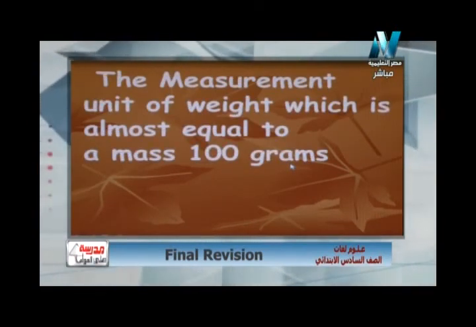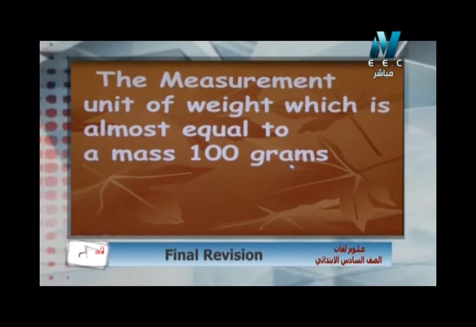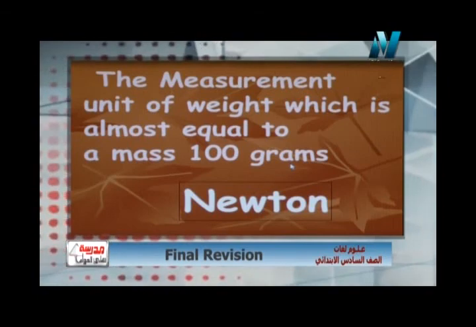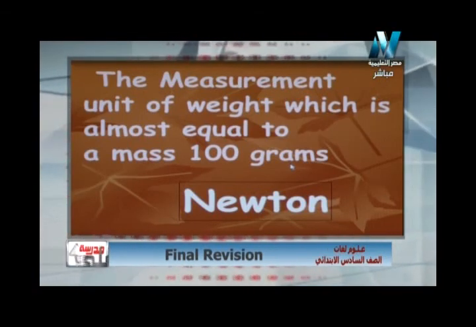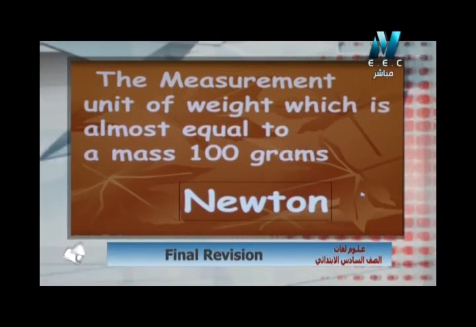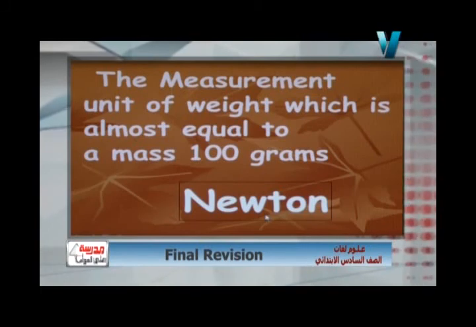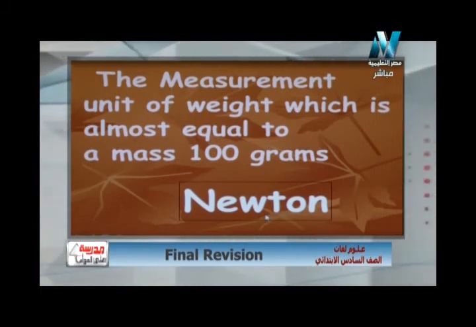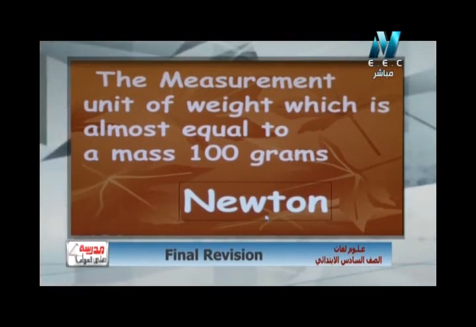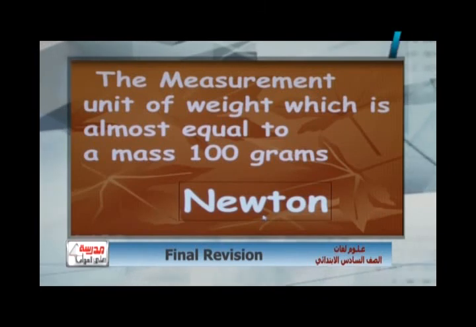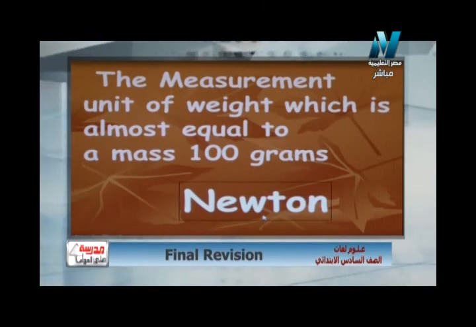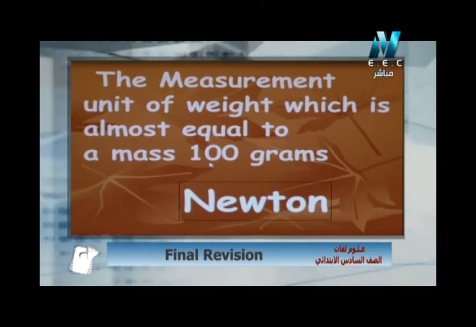The measurement unit of weight which is almost equal to the weight of a mass of 100 gram. Surely we have only one measurement unit of weight, which is the Newton. Newton again is the measurement unit of weight which equals 100 gram. Again, weight is measured in a unit which is called Newton, but mass is measured in some units such as gram, kilogram and ton. ناخد بالنا من كلمة measured in و measured by. Measured in يبقى عايز اليونت، لكن measured by عايز الديفايس أو الجهاز أو السيستم أو التول.